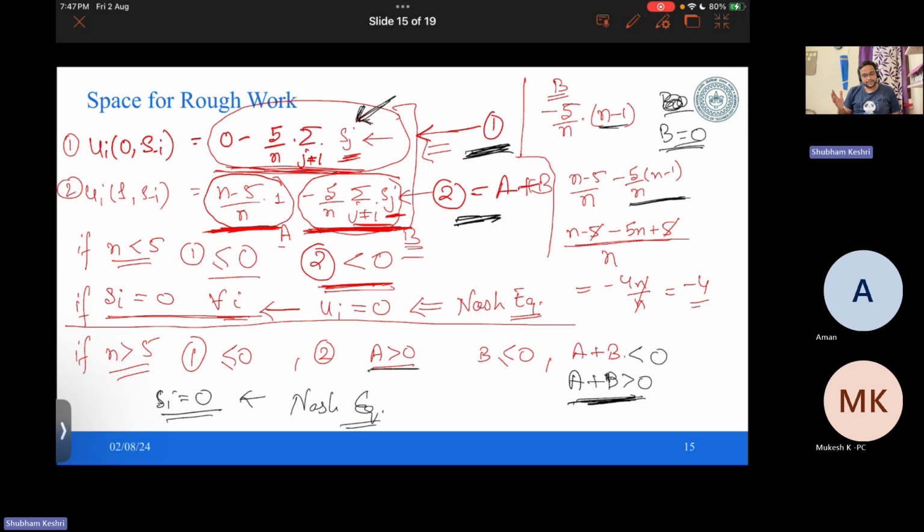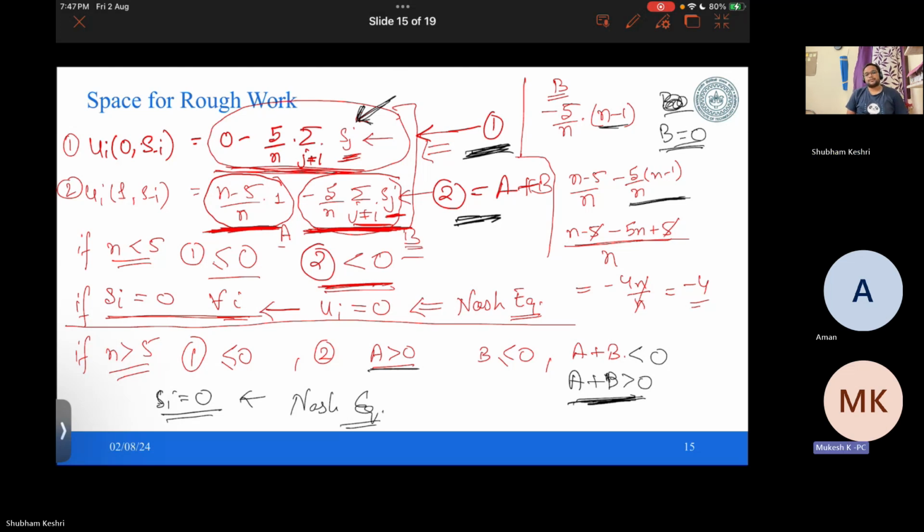You can ask me doubts. No, I'm just processing. What you're saying is, in the second term, if someone plays 1, then the term B may become negative because it will be a sum of 1s, and hence the term A plus B less than 0 may be possible. Yes.